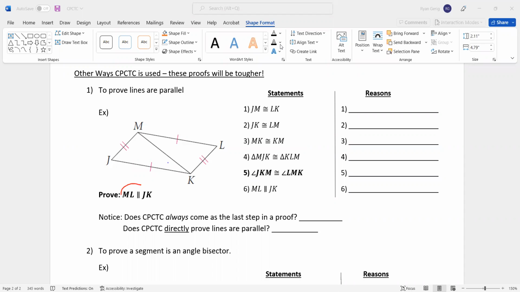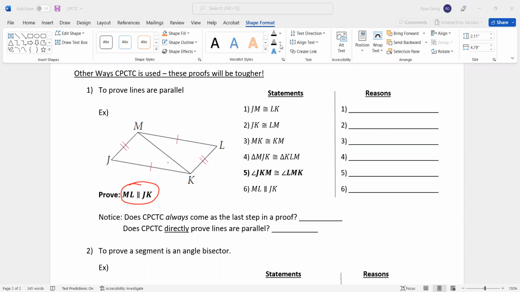We're trying to prove that ML is parallel to JK. Parallel, not congruent. CPCTC only proves that 2 things are congruent. So how do we use this? Well, let's just go through the proof.